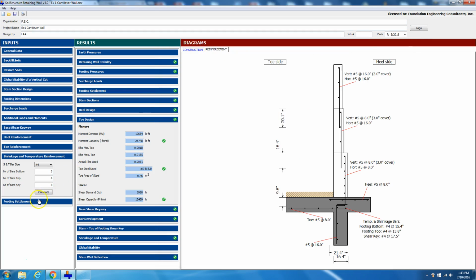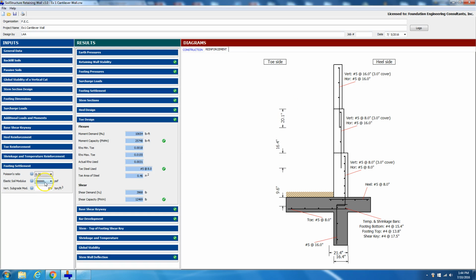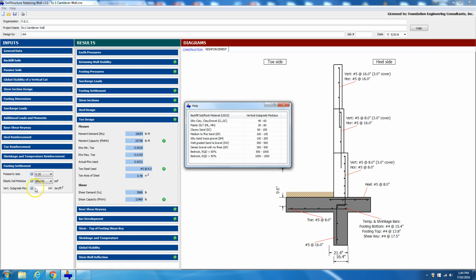Okay. And then the last but not the least is the footing settlement. You add the Poisson's ratio. You have the elastic soil modulus. If you did not know that, you could say, well, I have medium. In this case, we said we have something that's silty, slightly clay. So if you say 700,000 to 800,000, this one begins at 700. That's about right, so we left that at 700. If you wanted to be in the middle between 700 and 900, you can go 800. This is the vertical subgrade modulus, just like when you design mats and combined footings. And these are the ranges, and the units are tons per cubic feet.